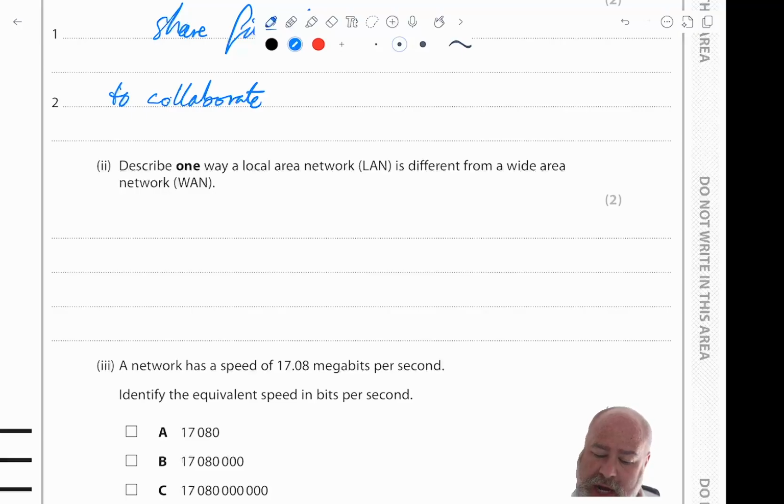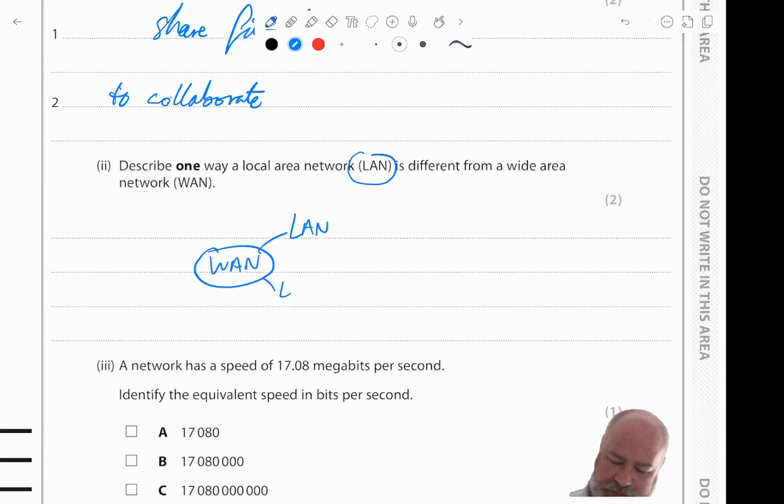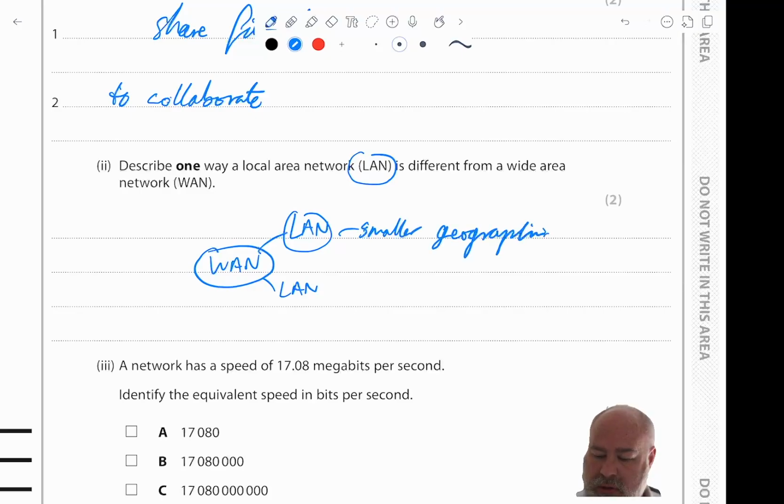Describe one way a local area network, LAN, is different from a wide area network. Well, you might typically have a WAN that's got lots of LANs connected to it. So these LANs are smaller. They cover a smaller geographical area. So a LAN occupies a much smaller space.